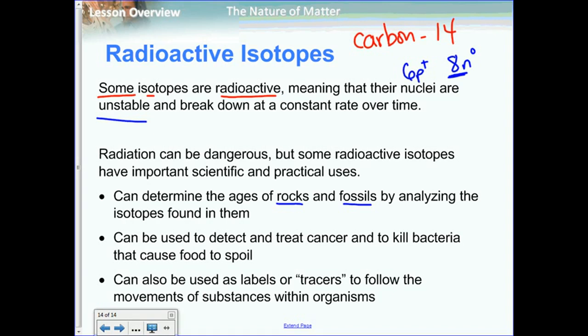And then another thing, it can be used to treat cancer. So radiation treatments use these different radioactive isotopes. Other radioactive isotopes are used to kill bacteria in food. Some meat especially is irradiated, and it helps reduce the spoilage and also reduce the likelihood that you'll get food poisoning. And then we can also use them to help trace substances within organisms. So how do certain things react within a body or a living organism? And that's one thing to consider.